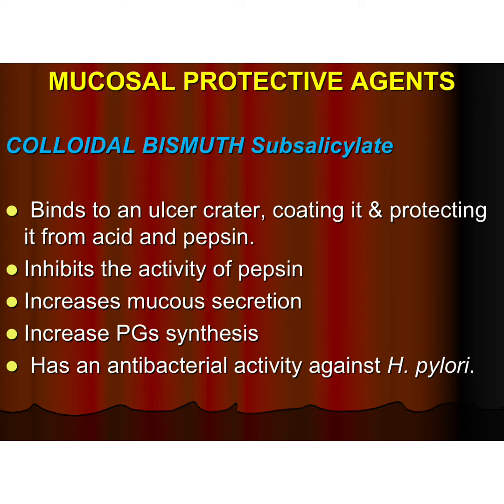They increase the mucus secretion and prostaglandin synthesis, and we have already discussed that mucus is a protective covering, and the prostaglandins are cytoprotective. They increase the blood flow, they increase the mucus secretion, and they directly inhibit the gastric acid secretion. And colloidal bismuth subsalicylate also acts as an antibacterial against H. pylori, which is another aggressor.